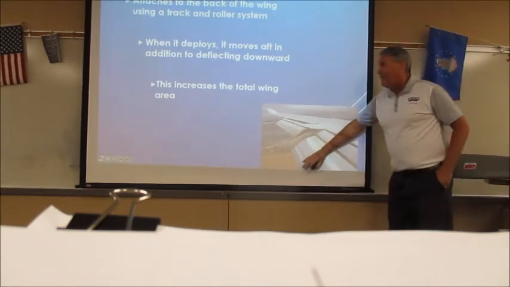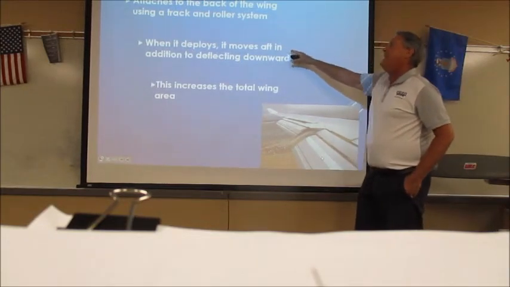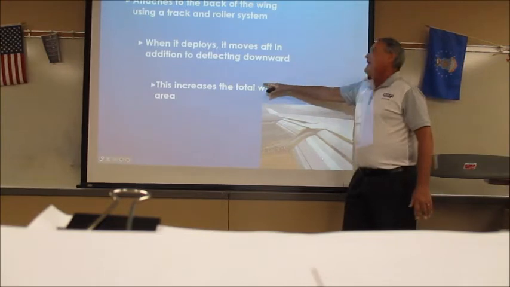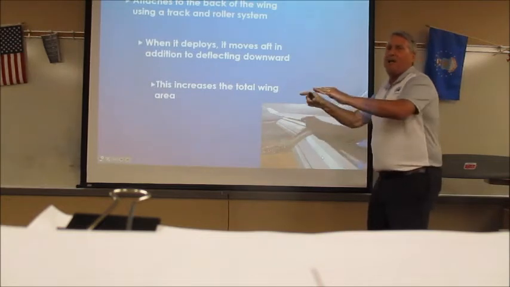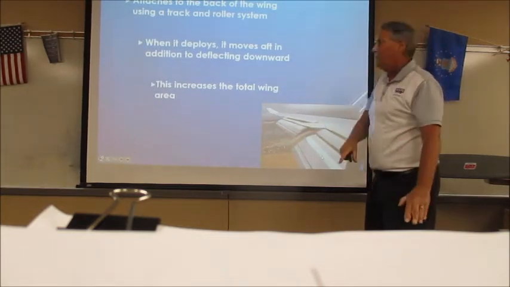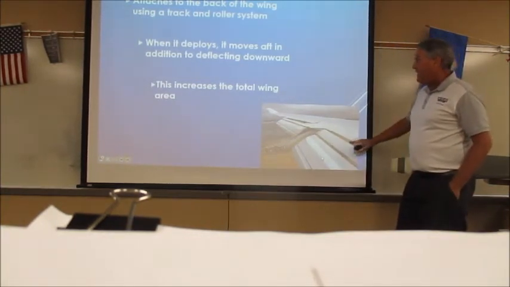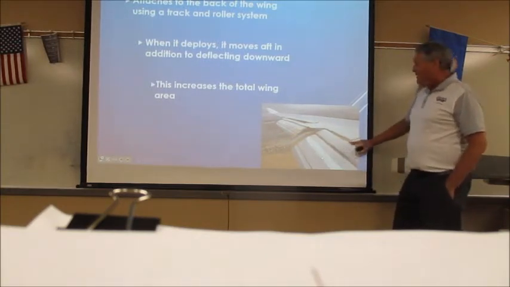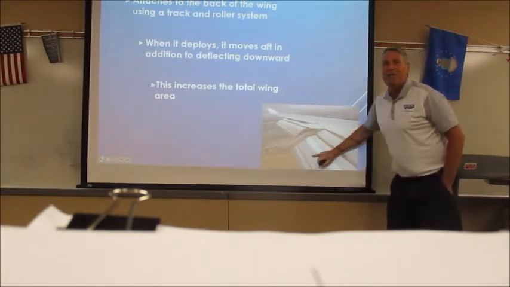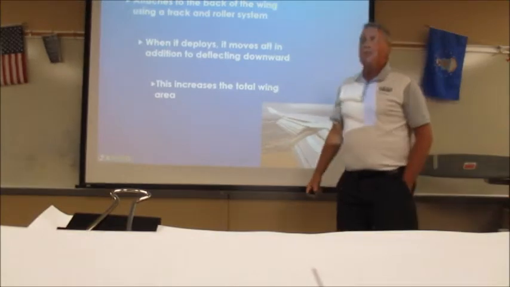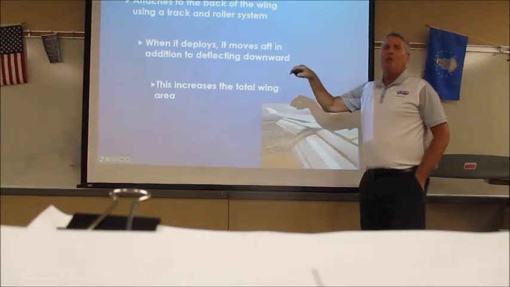Now here's the Fowler flap right here. So basically when it deploys, it moves aft. In addition to deflecting downward, it increases the total wing area. So it doesn't just go down, it extends and then goes down. So it increases the wing area, but it's also slotted. So some of that high energy air from under the wing can come across the top of my surface and help create lift.